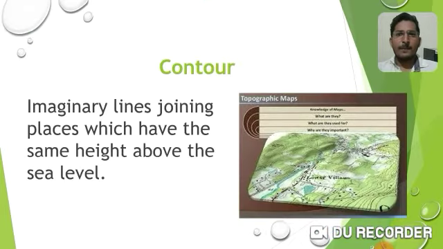Second one, contour. Imaginary lines joining places which have same height above the sea level. As the example is given here, it is to denote the places which have the same height above the sea level.